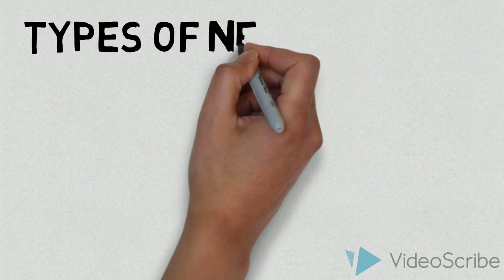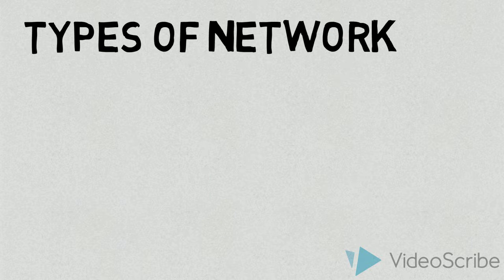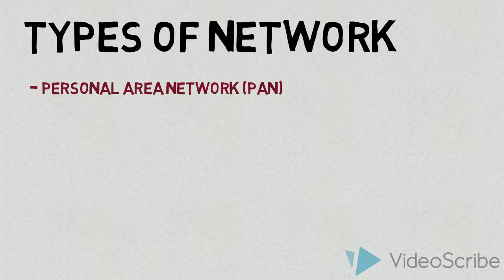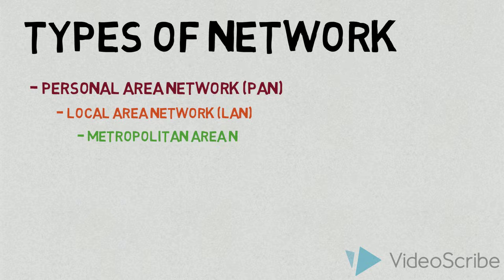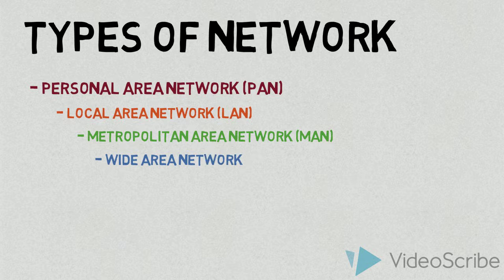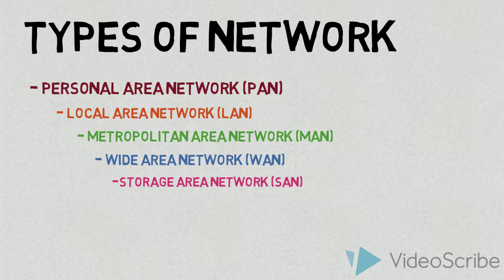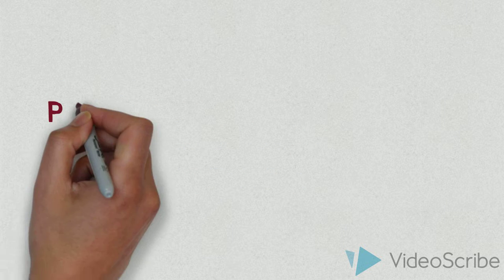Now that we know what a network is, let's move on to types of network. There are 5 basic network types: a personal area network, a local area network, a metropolitan area network, a wide area network, and a storage area network. Each has its own purpose and its own benefits.